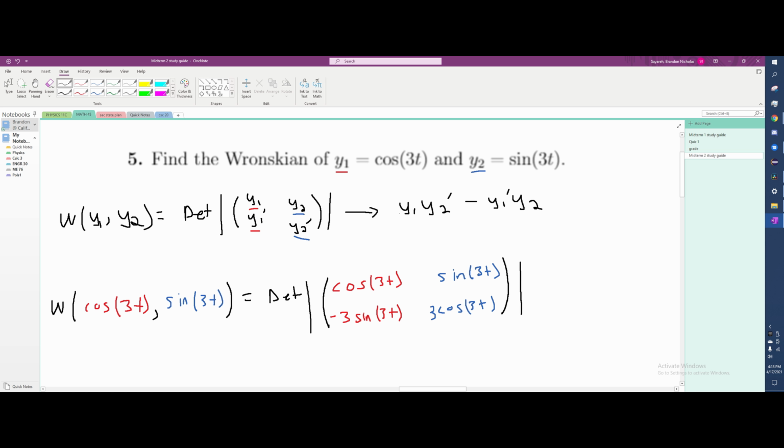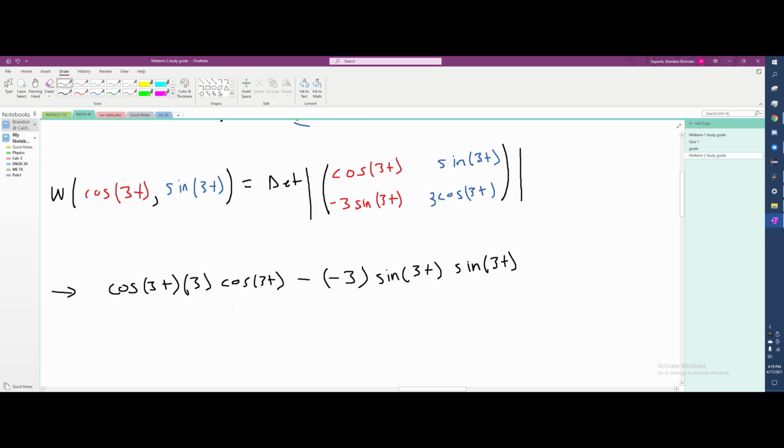Now from here, we have to use this, y1 times y2 prime minus y1 prime times y2. And the way you can remember this is by multiplying like this. So you start from up here, at the top, and you kind of do like a cross product where you multiply this y1 by the y2 prime, and then you start again here, and you have y1 prime times y2, and that's going to equal this, and you have to have a negative sign in front.